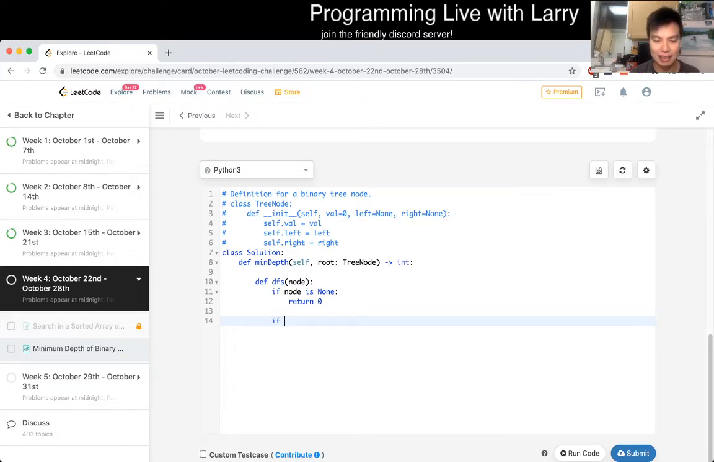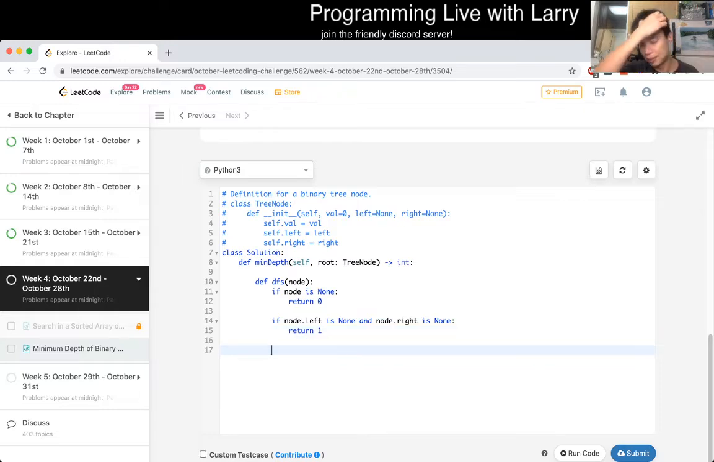So basically, is this node a leaf? If node.left is none and node.right is none, then just return 1, because that 1 is the edge going upwards. And otherwise, return the min of depth first search of node.left and node.right.